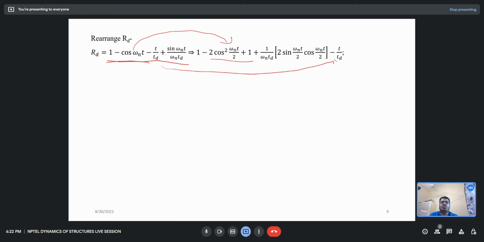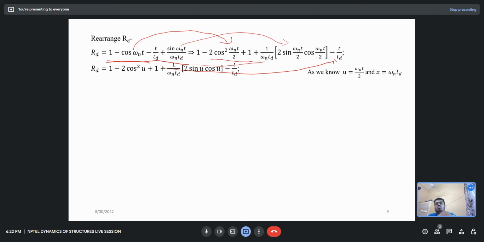And if I write omega n td, I have taken it outside, and I have written sine theta as 2 sine theta by 2 and cos theta by 2. Now I know the term u is equal to omega n by 2. As in the previous slide, I have taken u is equal to omega n by 2 and x is equal to omega n td. So the omega nt I have replaced with the u in this equation, and omega n td here I can also replace with the x, so I can replace it later also, that is not a bigger issue.